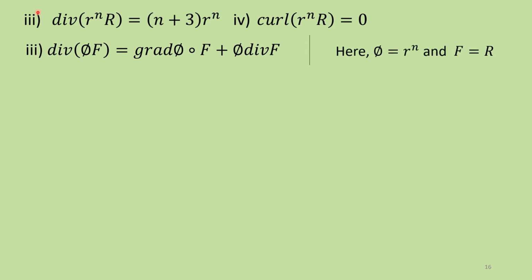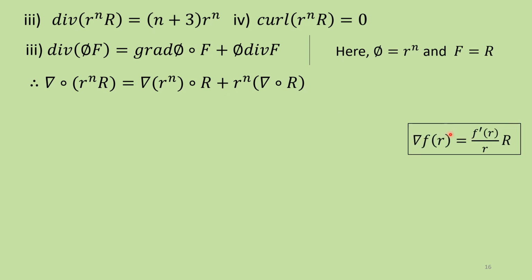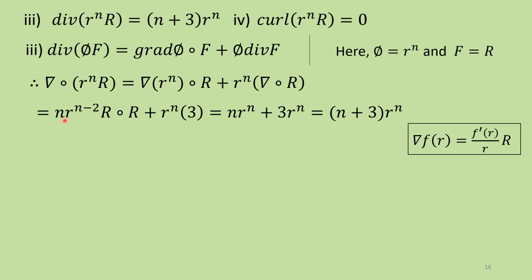So here phi is r power n and f is vector r. That is the gradient of r power n dot vector r plus r power n times divergence of r, which is nothing but 3. This gives 3 r power n. And the gradient of r power n, I can write directly as n r power n minus 2 into vector r, or I can use the result again: del of f of r is f dash of r by r into vector r, where f of r is r power n, giving n r power n minus 1 by r, which is n r power n minus 2 into vector r. Then r dot r is r square, and r square into r power n minus 2 gives r power n. So n r power n plus 3 r power n is nothing but n plus 3 times r power n.